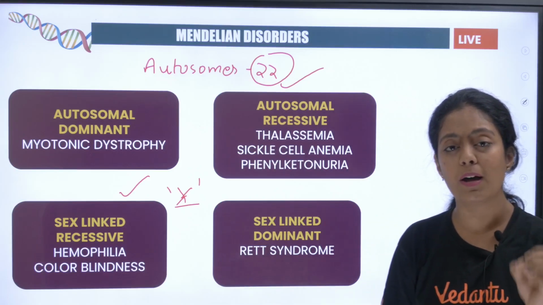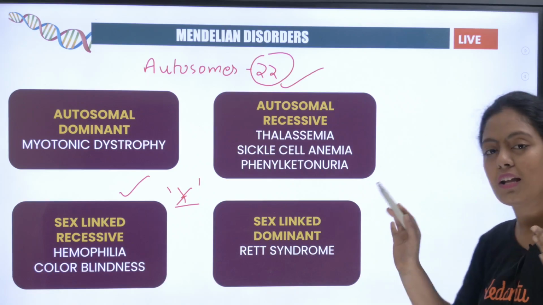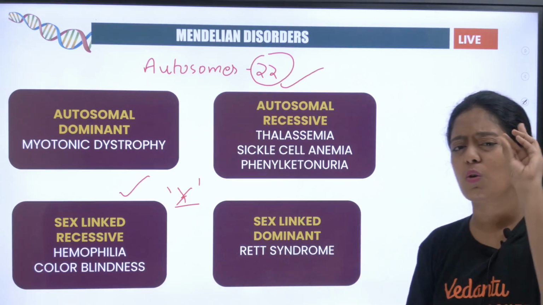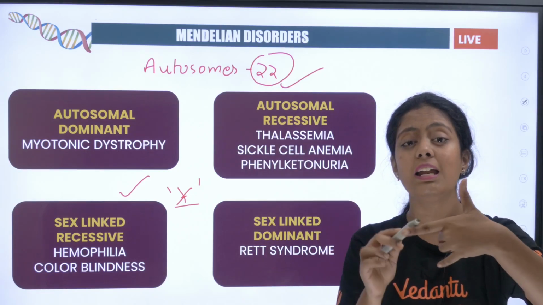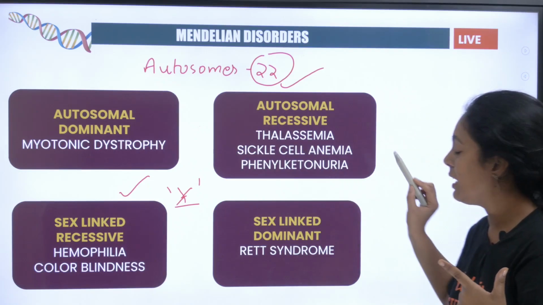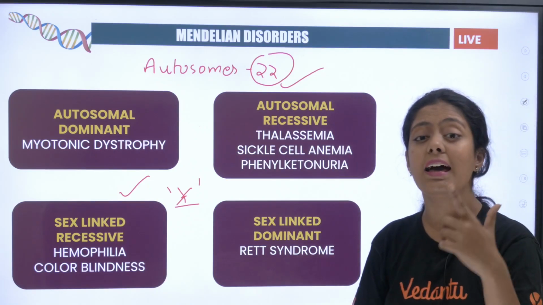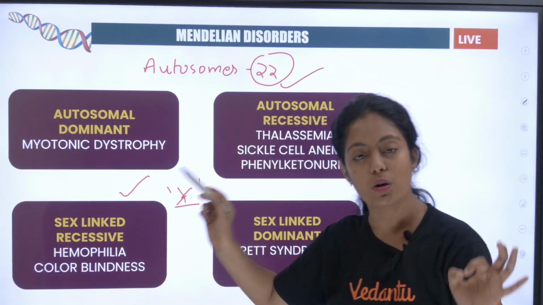Now quickly we'll see what are the sex-linked recessive diseases and what are the autosomal diseases. Remember, there are only 5 diseases: color blindness and hemophilia. These two are carried by your X chromosome. Now coming to thalassemia, sickle cell anemia and phenylketonuria, they are carried by your autosomes. And this is important because this is there in your NCERT.